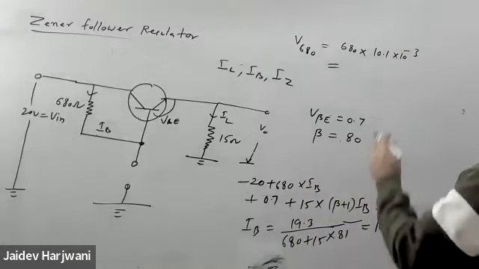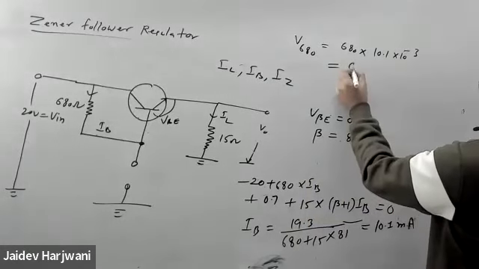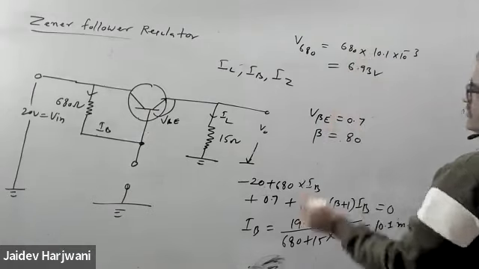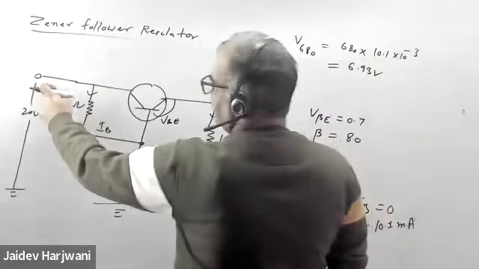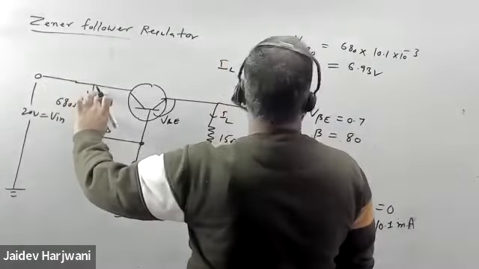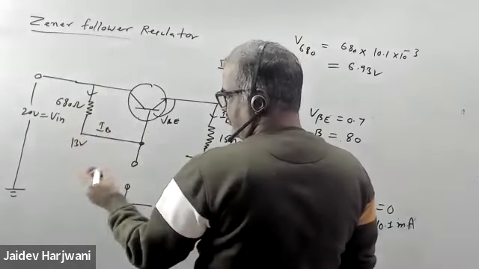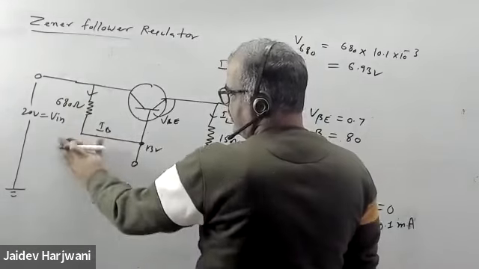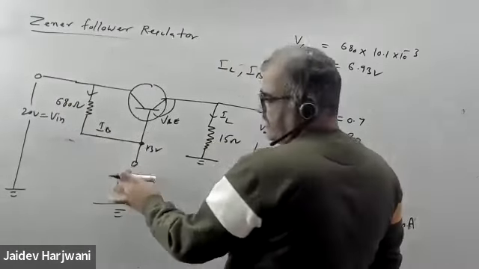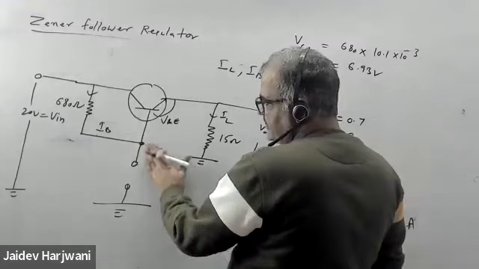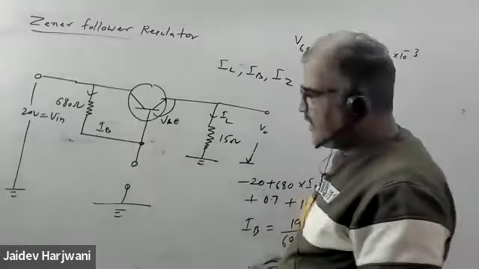How much is coming? 6.8? 6.93 volts. Okay. So here you have 20, and you're losing 6.93 volts here. So how much are you getting here? You're getting almost 13 volts. And you require only 10 volts here. That means this assumption is wrong. This diode is conducting.